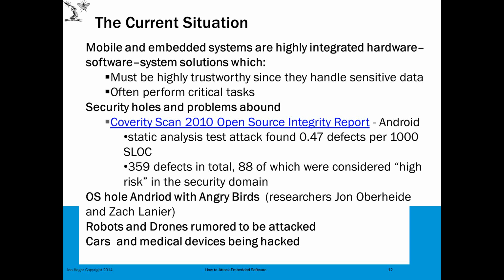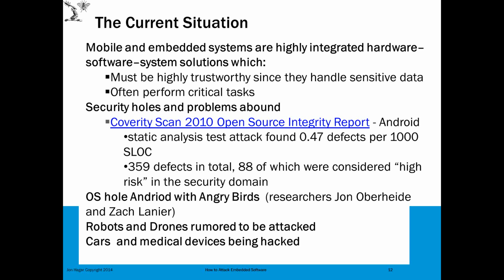We've also seen researchers finding security holes. The Coverity scan of 2010 of Android found, and they were doing static analysis, by the way, about 0.47 defects per 1,000 lines of code, which you go, well, gee, that doesn't sound like a lot, but then there's 10, 20 million lines of code out there in some of the Android products. That means there's a lot of holes. They found about 359 defects, 88 of which were considered high. Now, the good news for all of you using Android is they've come back and fixed most of those things, but it shows you the tip of the iceberg, I believe.